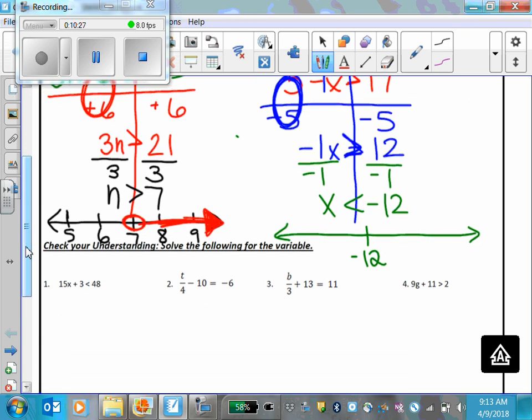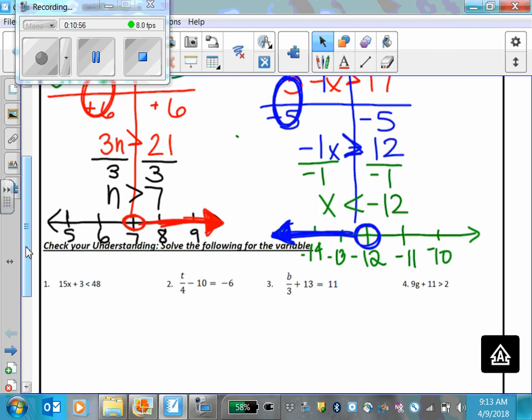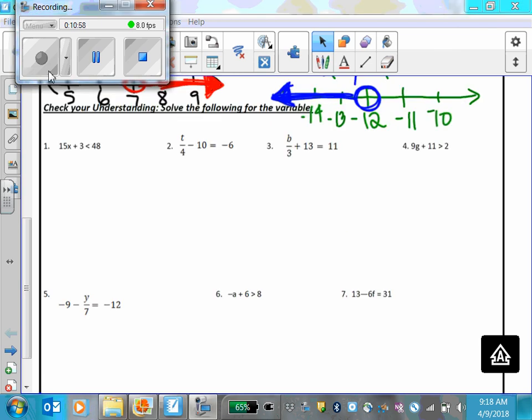All right, let's graph this. Open or closed circle? Can it include negative 12? No, so it's open. And x has to be everything less than negative 12. So which way do you shade? To the left. So you should do numbers 1 through 7.